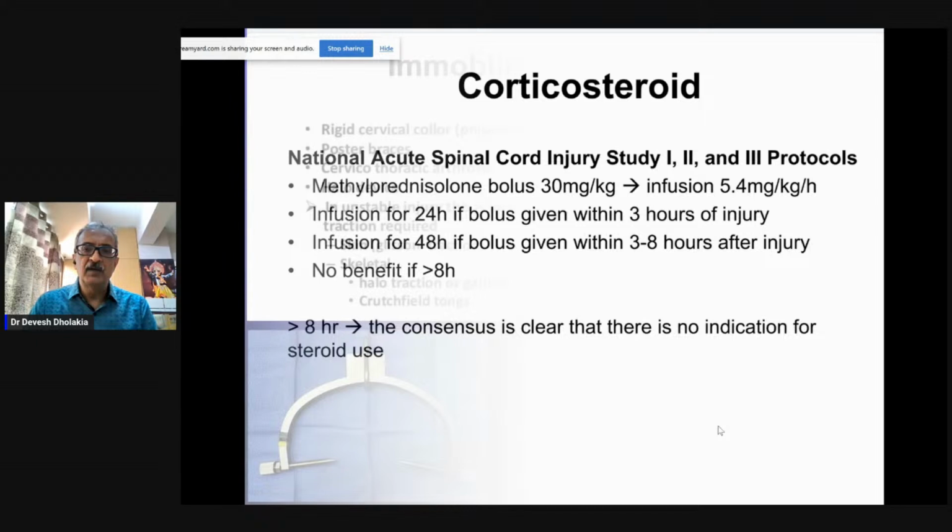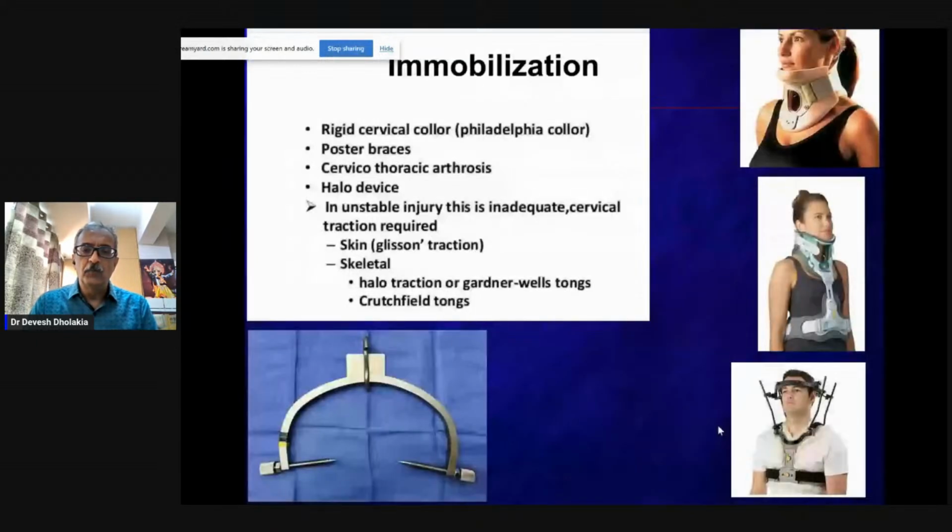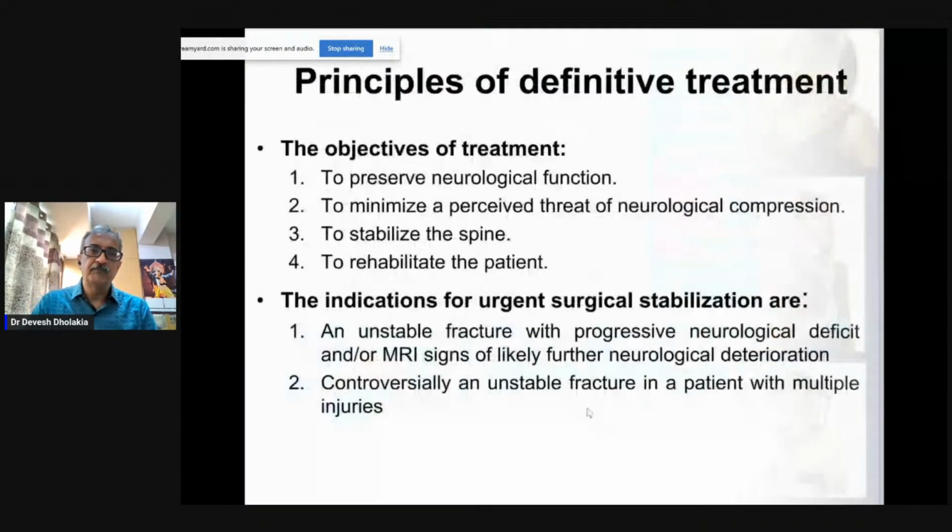The patient is immobilized by a rigid or Philadelphia collar, or posterior brace, or the halo brace, and these are the tongs, depending on what you have and what type of injuries the patient has. The immobilization can be part of a permanent non-operative management of the patient with spinal cord injuries, or it can be temporary before being taken up for surgery. The principles of definitive treatment are to preserve neurological function, to minimize the perceived threat of neurological compression, to stabilize the spine, and to rehabilitate the patient at the earliest.